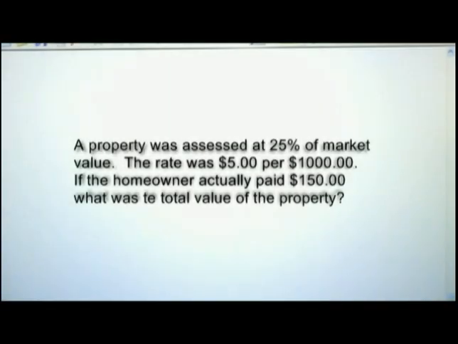A property was assessed at 25% of market value. The rate was $5 per 1,000. If the homeowner actually paid $150, what was the total value of the property? The $150, again, represents the taxes paid. And there is a relationship between the taxes paid, the tax rate, and the assessed value. So that's a good place to start.